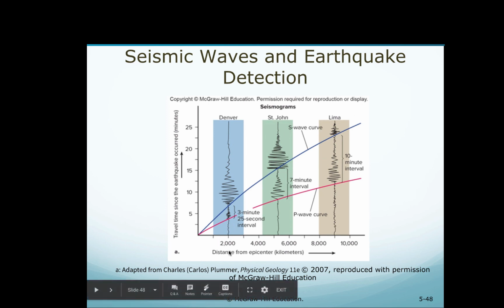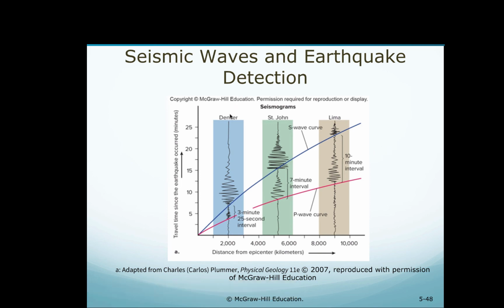Here are distances where the seismograms were located: Denver, St. John, and Lima. And the farther away they are, the different times that these waves arrive.